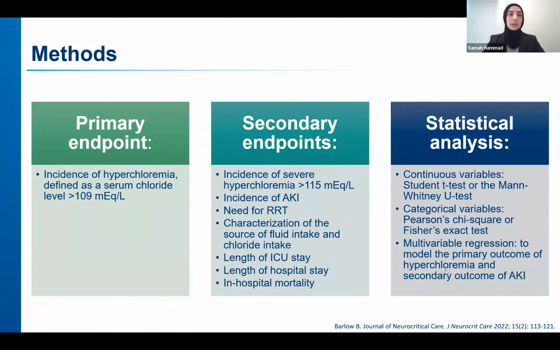The primary endpoint here was looking at incidence of hyperchloremia, defined in this study as a chloride level greater than 109. Secondary endpoints included incidence of severe hyperchloremia greater than 115, incidence of AKI, need for renal replacement therapy, characterization of the source of fluid intake as well as chloride intake, length of ICU stay, length of hospital stay, and hospital mortality. The statistical analysis included student t-tests and Mann-Whitney U-tests for continuous variables, Pearson chi-square and Fisher's exact for categorical variables, and then a multivariable regression was performed to model the primary outcome of hyperchloremia and secondary outcome of AKI.